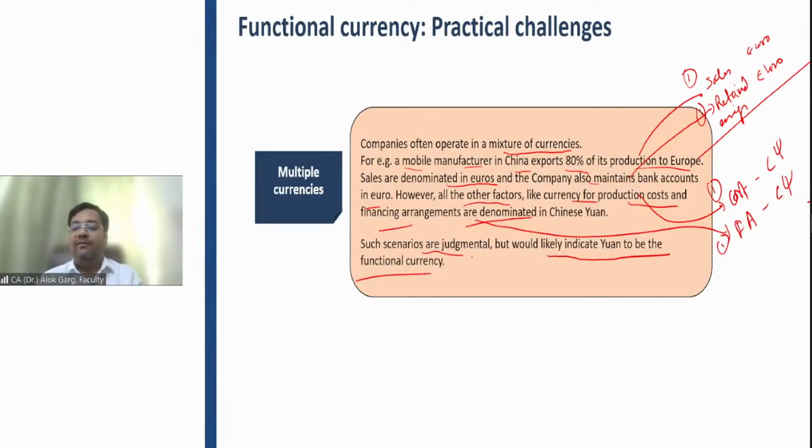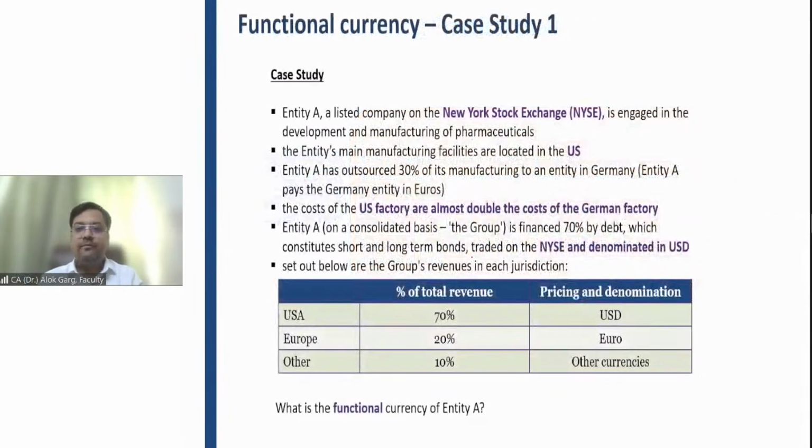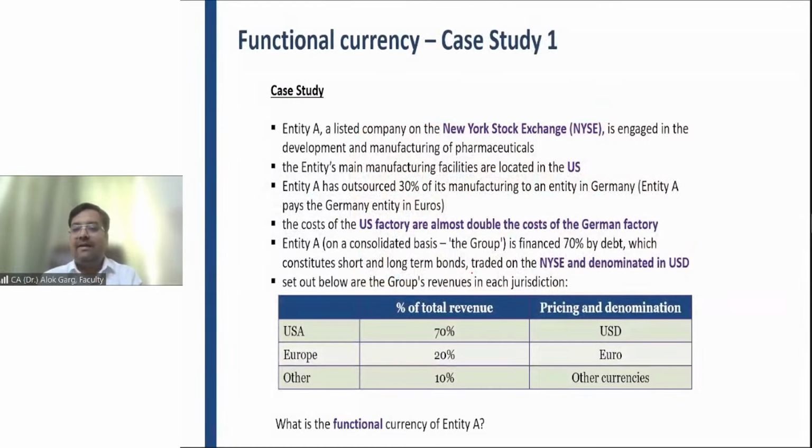Sir, what happens if the entire production cost is in Chinese yuan, but sales is in euro, retained earnings are maintained in euro, and financing activities are also in euro? In that case, all my secondary indicators are euro, and one of my primary indicators is euro. So in that case, the functional currency will be euro, not Chinese yuan. Okay. Is that clear?